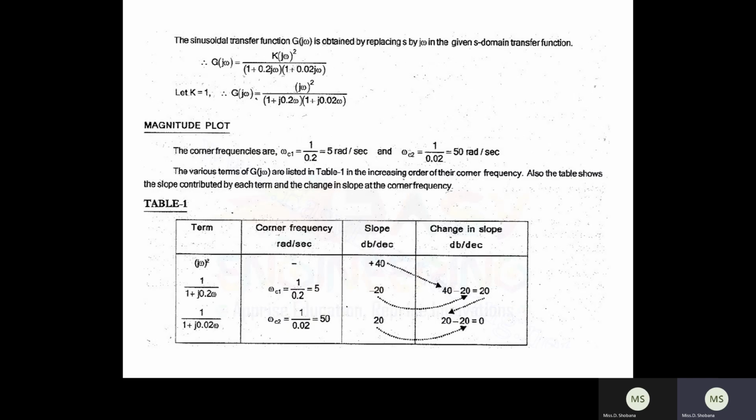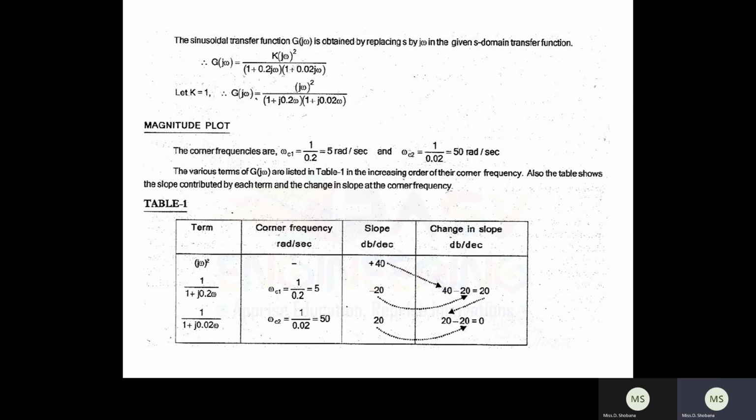Here you can go to the tabular column. The second term, the change in slope value result that you got, is plus 20. That value you have to substitute instead of the slope from omega C1 to omega C2. That is plus 20 into log of omega C2, which is 50, divided by 5, and then the previous gain is 28. If you do the calculation, you will get 48 dB.